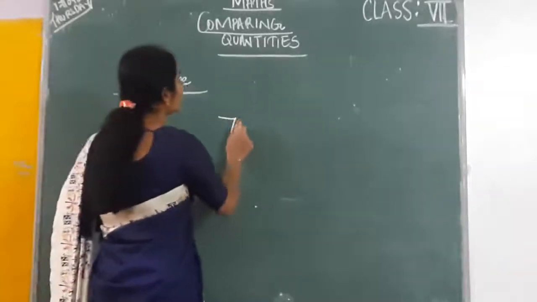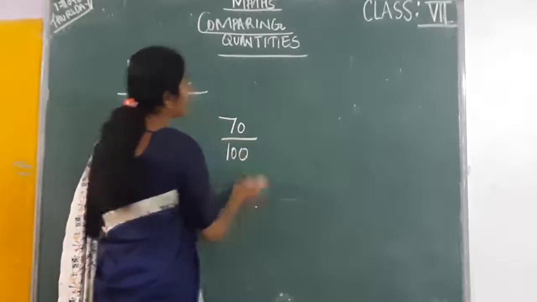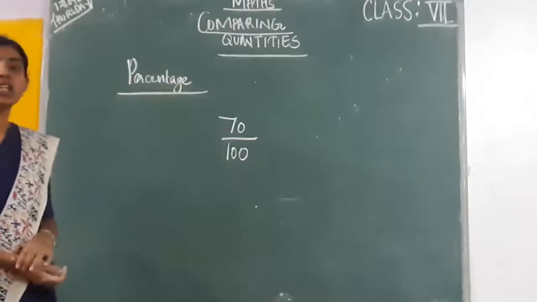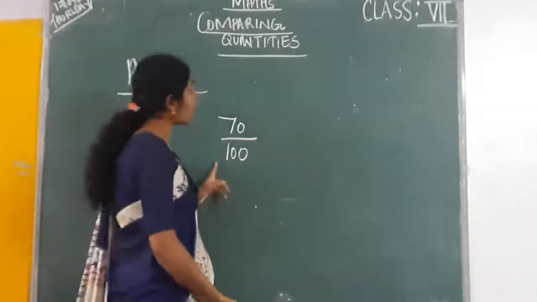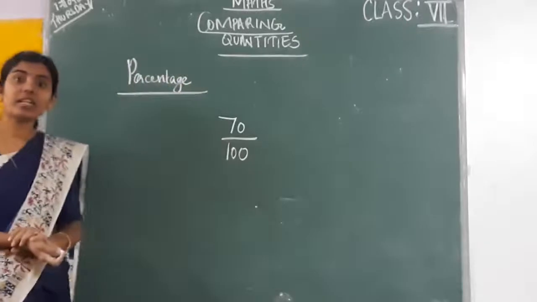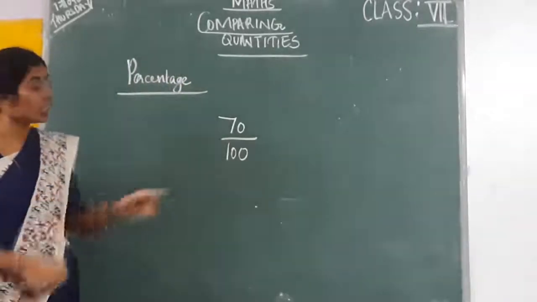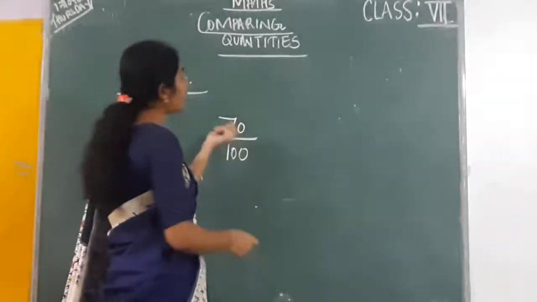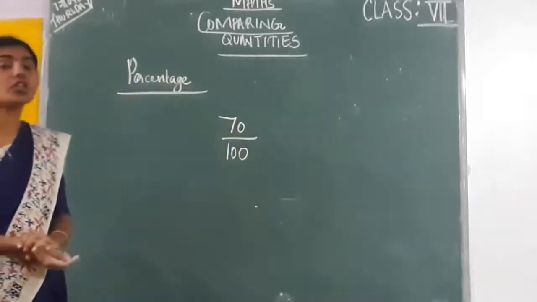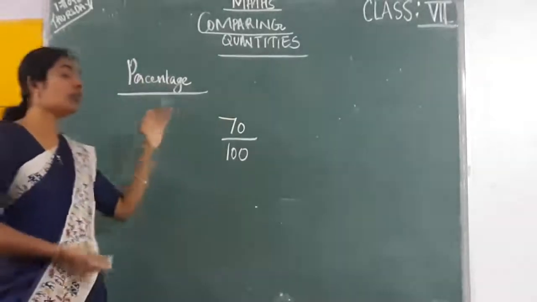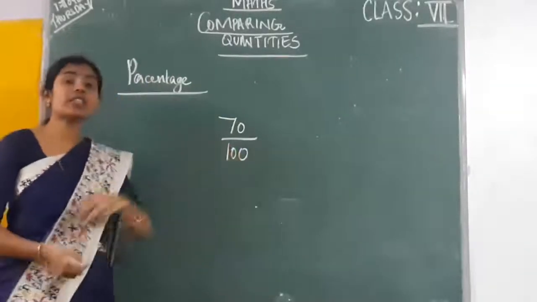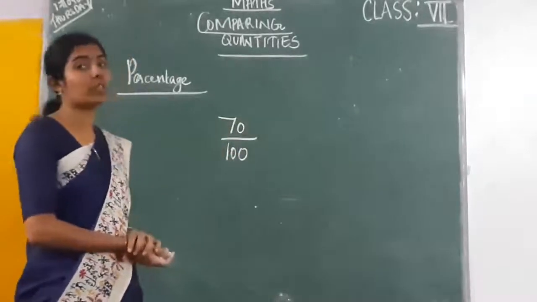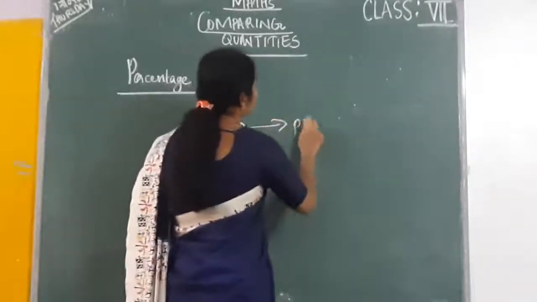So see here, 70 by 100 is a fraction, isn't it? Its denominator is 100. So when you are given a fraction whose denominator is 100, what will you say? The numerator is the percentage. So which is the percentage? 70 is the percentage.